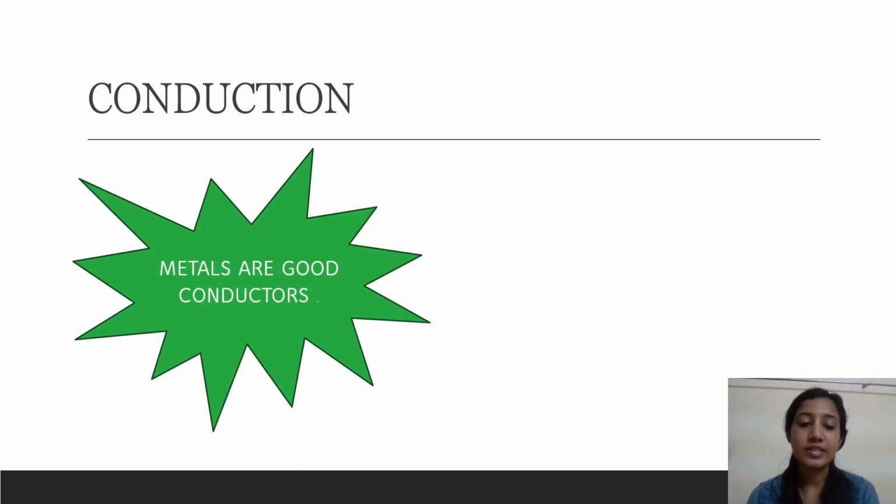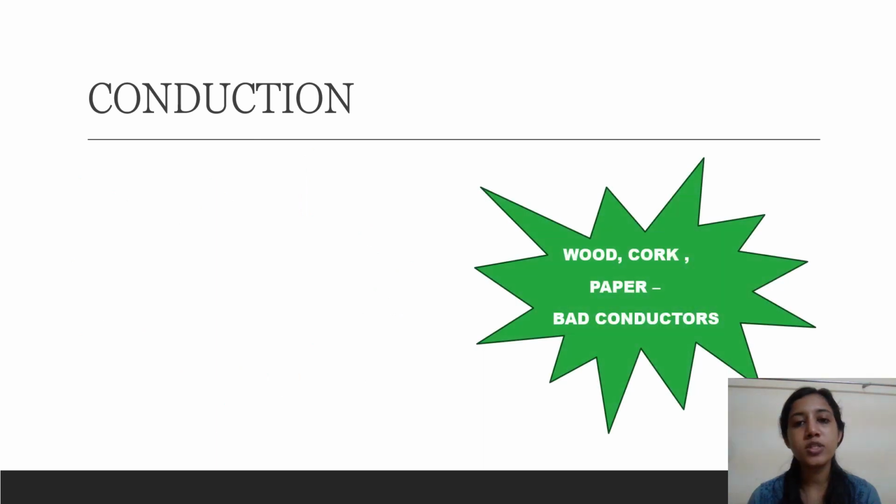So now we can see what are good conductors and bad conductors. Good conductors are those which allow heat to transfer very easily. So metals are very good conductors of heat. Now, what are the non-conductors or bad conductors? Wood, paper, cork, feathers, and all such things come under bad conductors. They are mostly insulators because they don't let heat pass through them. So there are two types: the first one is good conductors and the other one is bad conductors.